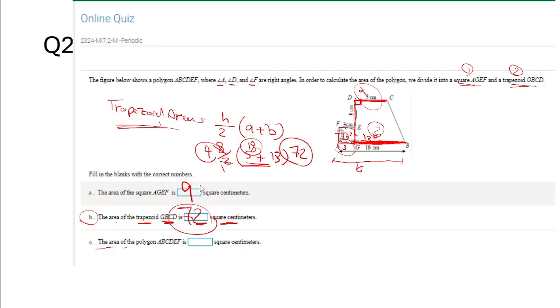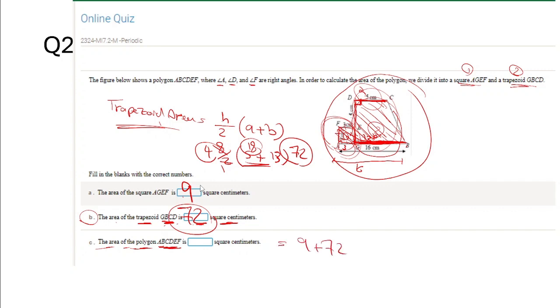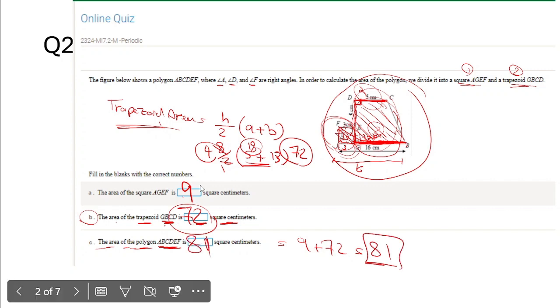Now, the area of the polygon ABCDEF in square meter. It means he needs the whole area. This is A, B, C, D, E, F. That means he needs all the area, this one. So it will be trapezoid plus square. The area of trapezoid plus the area of the square. The area of the square is 9 and trapezoid is 72. So it will be 9 plus 72. It will be equal to 81.